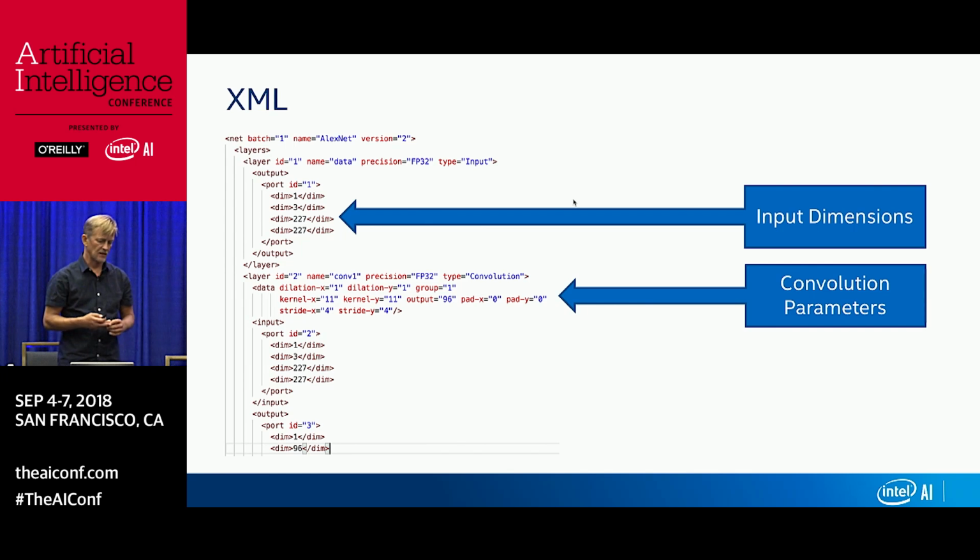So internally, the XML file will look like this. We have a list of the layers. Each layer is represented by a layer tag with information about precision and the type. And as I said, it will store additional information depending on layer type. As for convolution, these are dilations, kernel, strides, paddings, and so on. Plus, it's providing information about input and output dimensions for each layer.